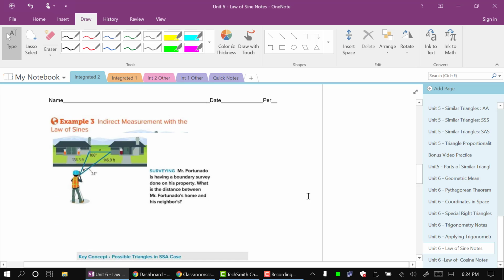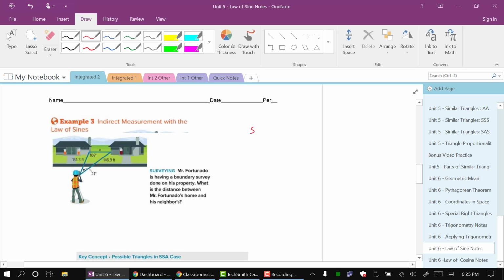So we're surveying with a drone. What is the distance between the houses? When we look at this, we have that this angle right here is 24. This angle is 106. So across from that is 146.9. And then across from this is x. We really don't need this length right here. It's just kind of an extra length. So let's go ahead and plug it in.